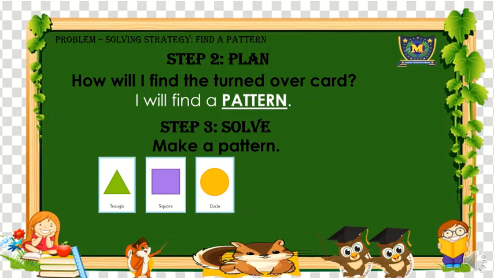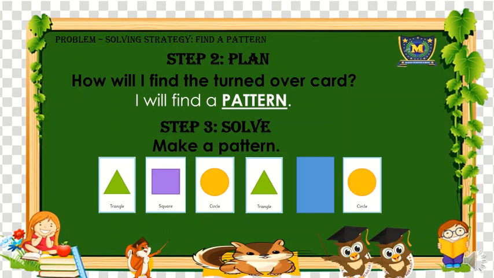So we have a circle, then let's go back to the first card, which is the card of a triangle here. Then let's turn over one of the cards, then it ends with a circle. Now this is our pattern. Now the question is which card is turned over. So as you can see in our pattern, this card is turned over.